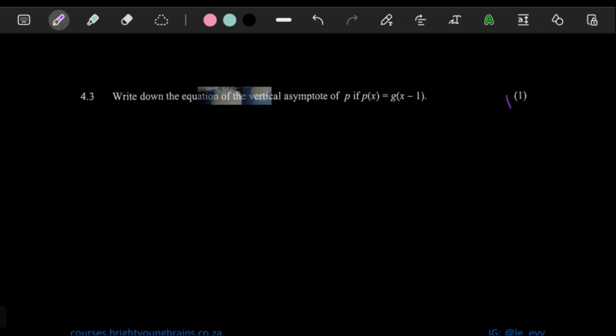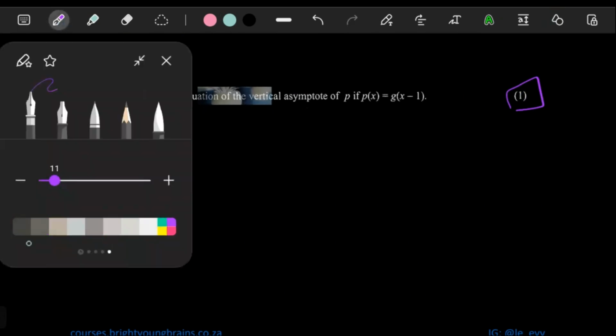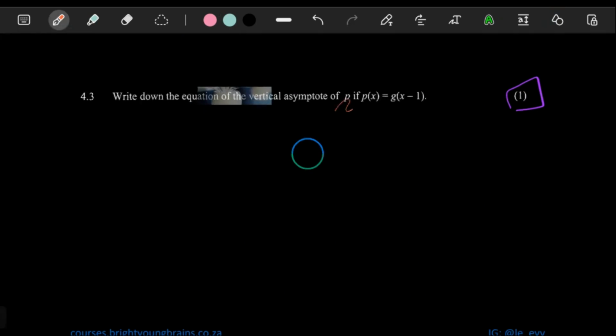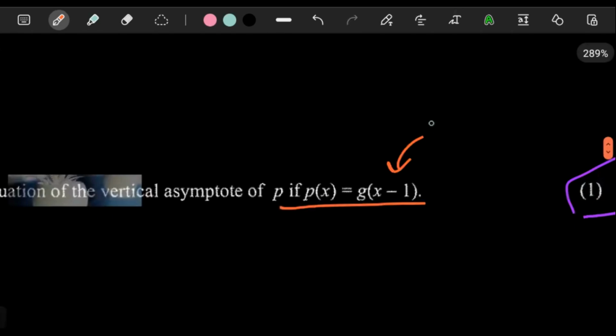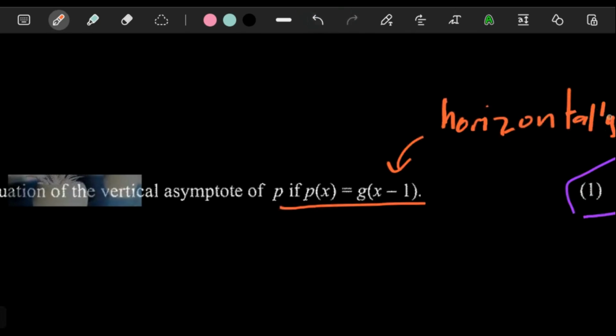4.3 for 1 mark says, write down the equation of the vertical asymptote. Which vertical asymptote now? The vertical asymptote of p if p is equal to this. So this is just saying the graph of g has been moved horizontally. Yes, it has been moved horizontally.